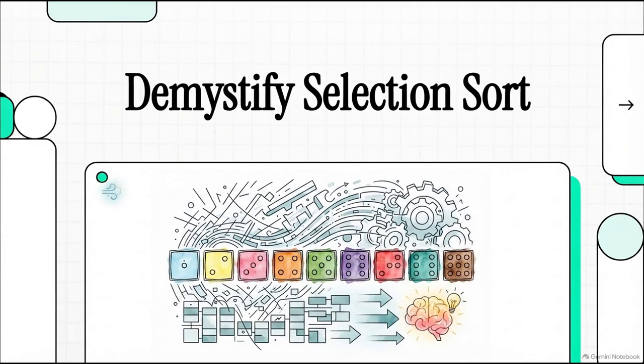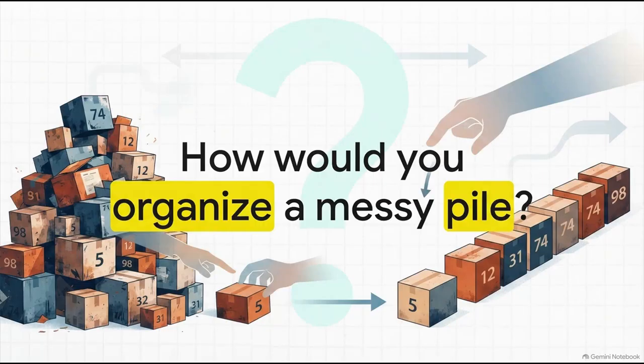We are going to demystify an algorithm known as selection sort. We're going to take it from total chaos to perfect order, and I promise you, by the end of our time together, you'll understand exactly how a computer thinks when it needs to organize data. Okay, let's dive into this.